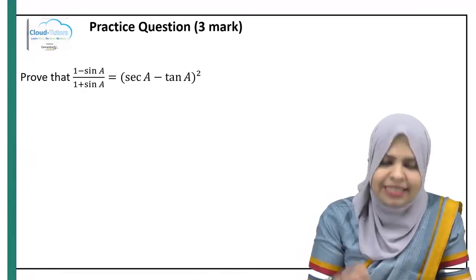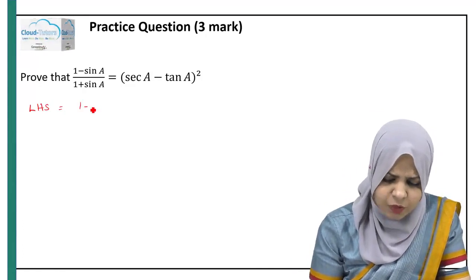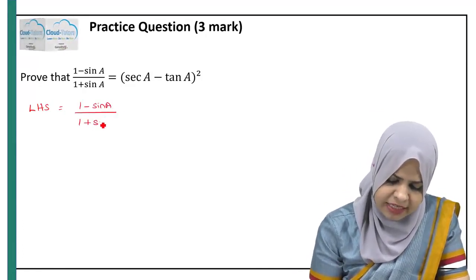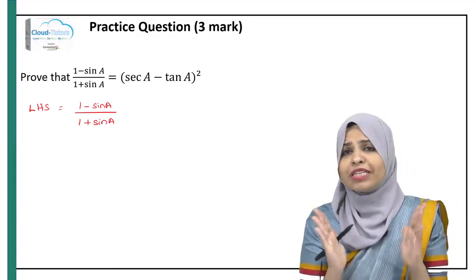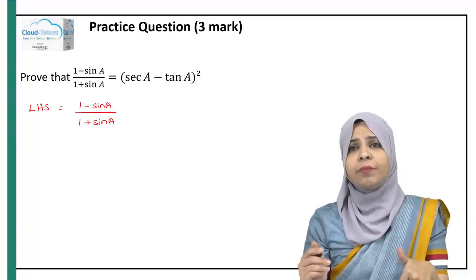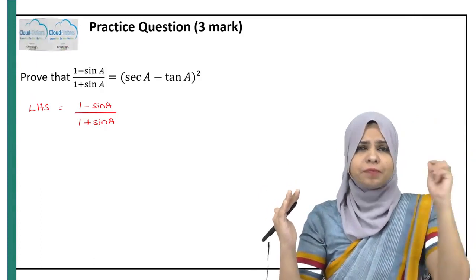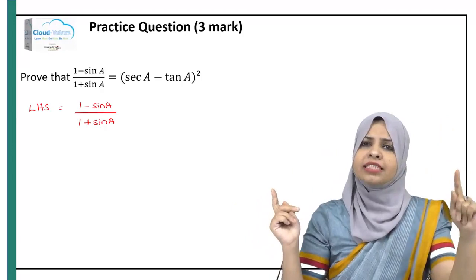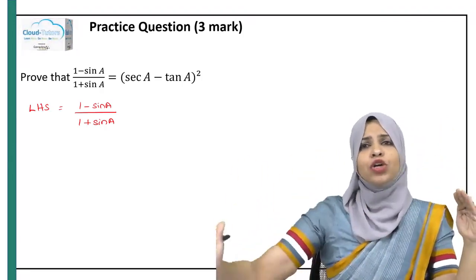Okay, so let's start off. Let's consider the LHS. LHS is what? 1 minus sin A by 1 plus sin A. I'll take that. Now there are two ways of doing it. First, you can start with LHS. That is what I'll be doing here. Or you can also take the RHS and end up coming to the LHS. You can start with RHS and prove that it is equal to LHS, or you can start with LHS and prove that it is equal to RHS.